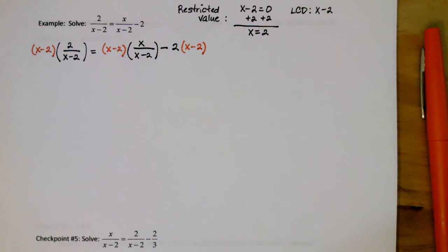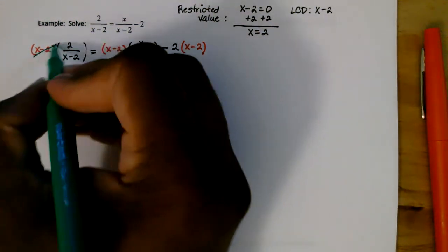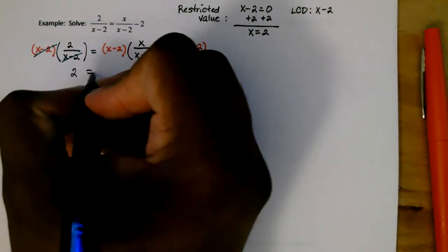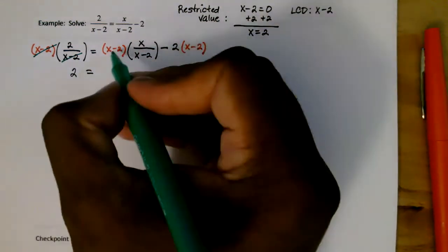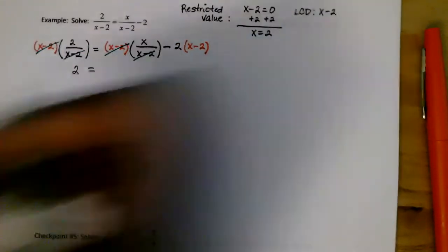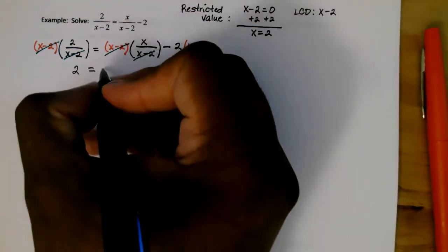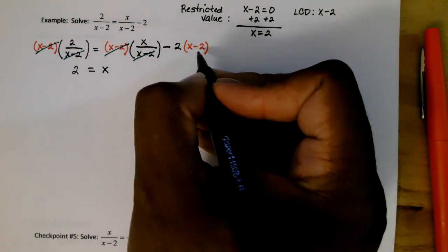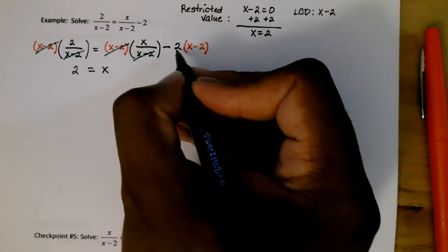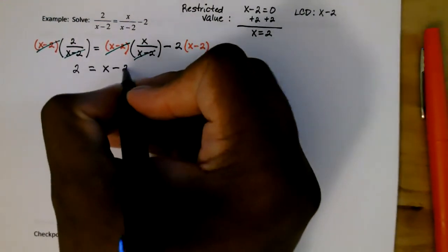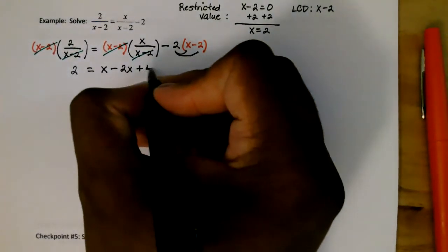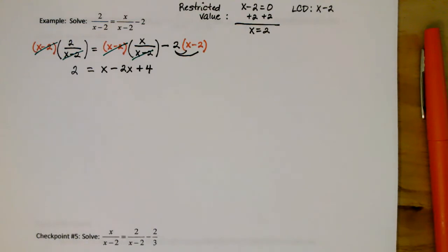And now let's simplify. On the left side, the x minus 2's divide out. So all I have there is just 2 equals, in this term, the x minus 2's divide out. I'm left with just x. Now that minus 2 is going to be multiplied by x minus 2. I have to distribute that minus 2 over this. So minus 2 times x will be a minus 2x. And the minus 2 times the minus 2 will be a plus 4. So I got 2 is equal to x minus 2x plus 4.